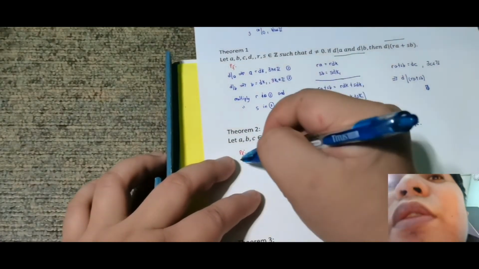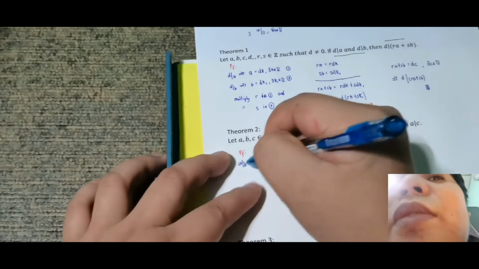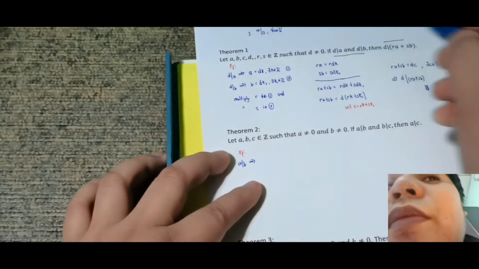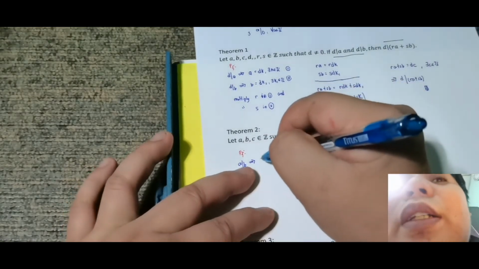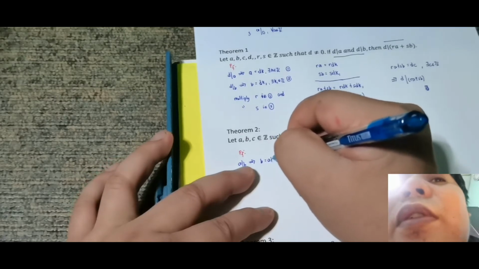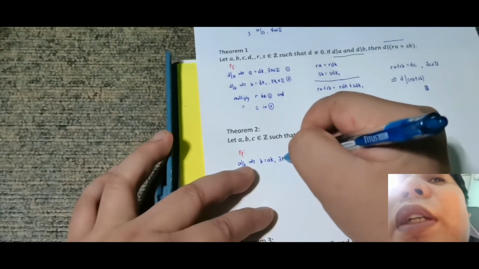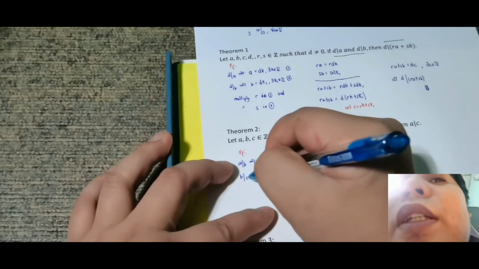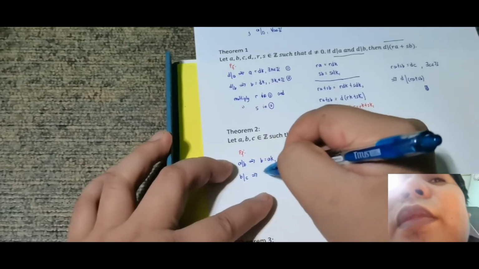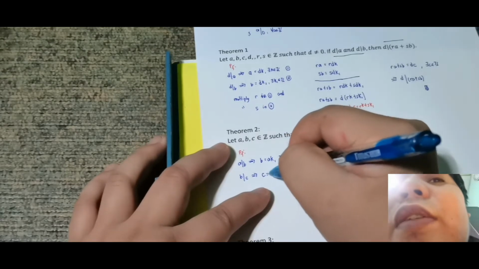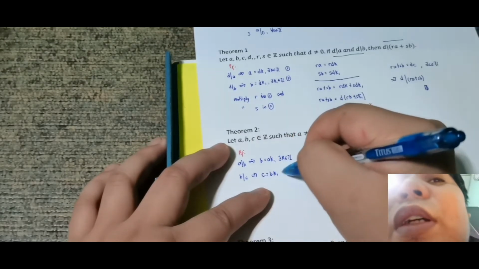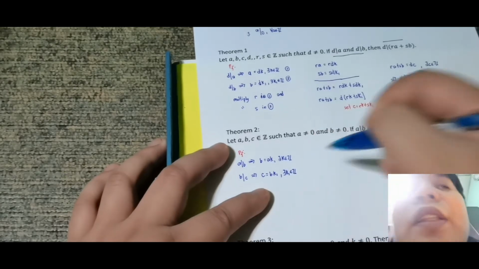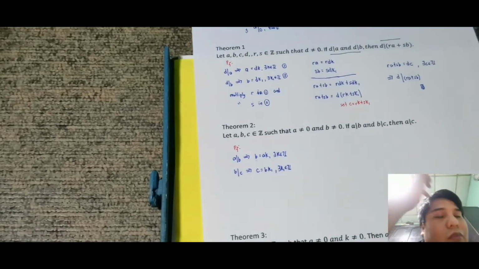So, unang assumption, A divides B, this implies B is equal to AK for some K element of integers. Next, B divides C, this implies C is equal to B K sub 1 for some K sub 1 element of integers. So as long as dinidefine, huwag nyo rin kalimutan yan.